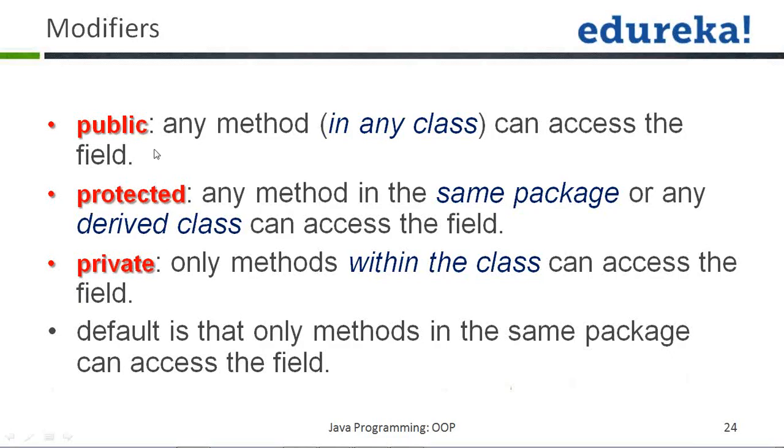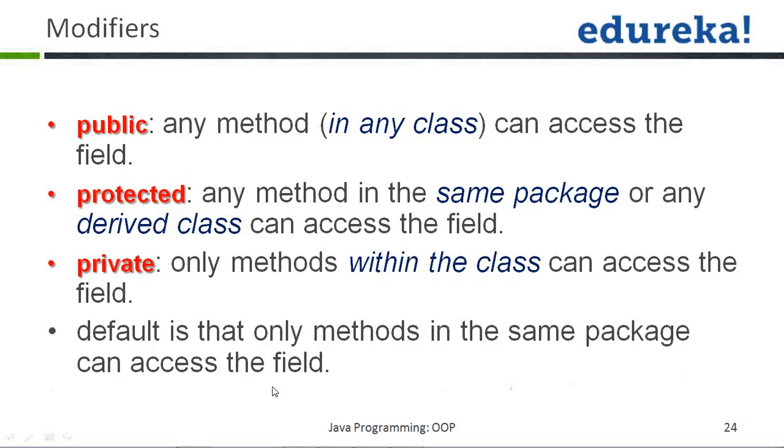Finally, when you do not mention any of the modifiers, public, protected or private, then in those cases it takes the default. Default is that only methods in the same package can access the field. That means only the classes that are present in the same package can access that particular entity in which you haven't mentioned the access modifier.